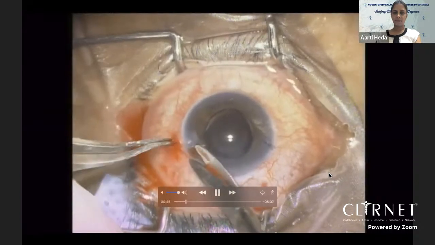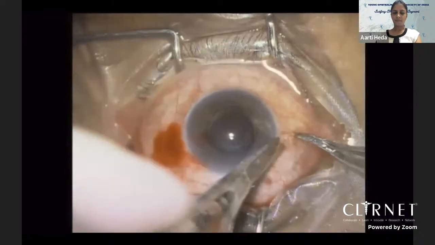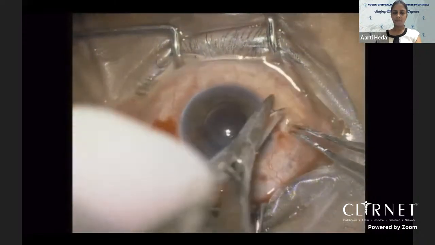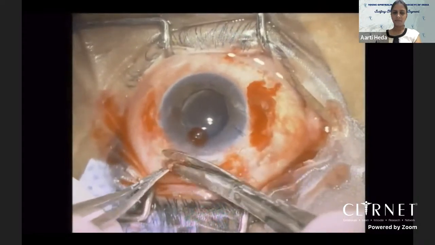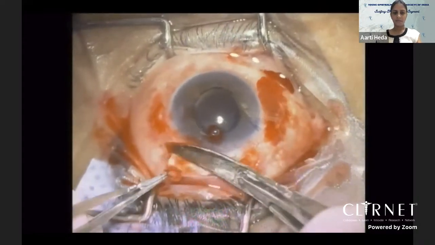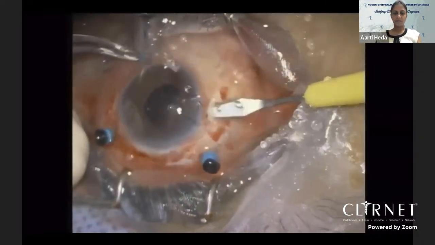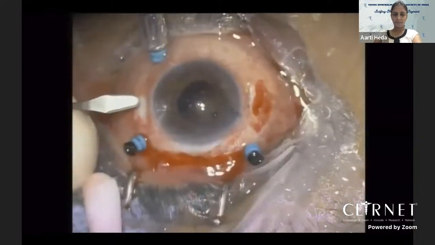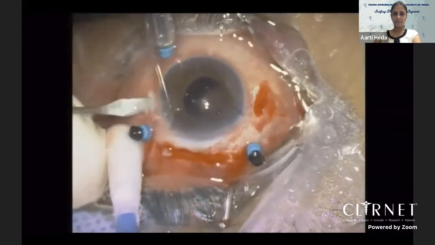So first and foremost, we have to make a few peritomies, two smaller ones 180 degrees apart for the scleral pockets, and a larger one for the scleral tunnel that we'll be making. So now I'm using a crescent blade to make the two scleral pockets. An alternate method could be to raise scleral flaps instead of pockets.